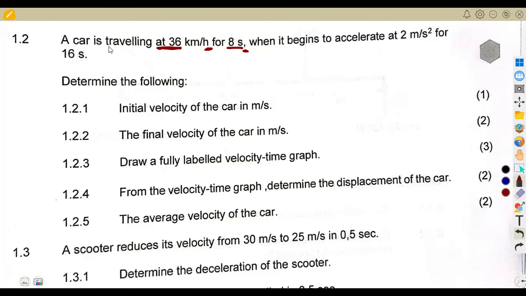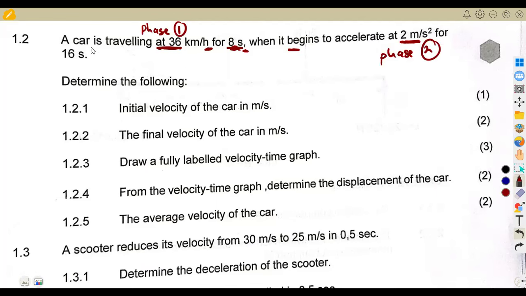So the car is traveling at 36 kilometers per hour for 8 seconds. After those 8 seconds, that is when it now begins to accelerate at 2 meters per square second for 16 seconds. So these are two phases that we have. This is our phase one, and this is the second phase, our phase two.